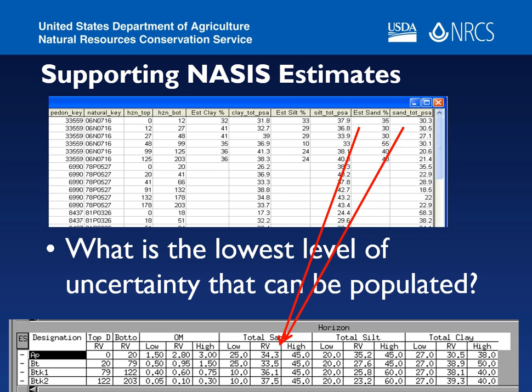Do not populate lab data or the precision and accuracy of lab data into the NASIS database. Just because we give you a decimal point does not mean you are correct in using it. So be very careful about that. That is an inappropriate use of the field right there. Those should have all been rounded to the integer.